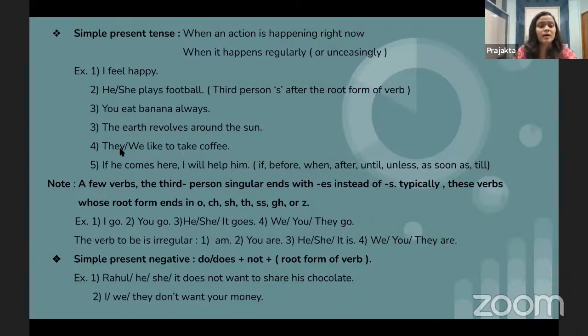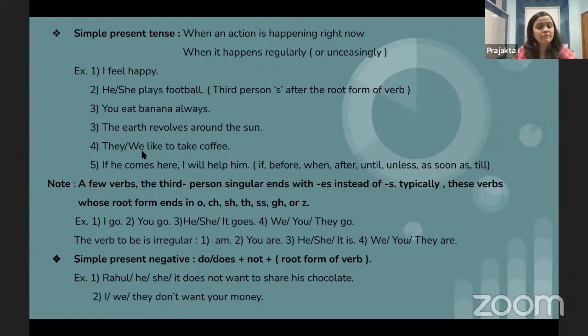This is the plural. We, this is the first person plural. I means first person. He, she means third person. You means second person, and you also means the second person plural. And they means the third person plural. They or we like to take coffee. Here we don't put S, because we put S after the main word only when we talk about the third person singular.